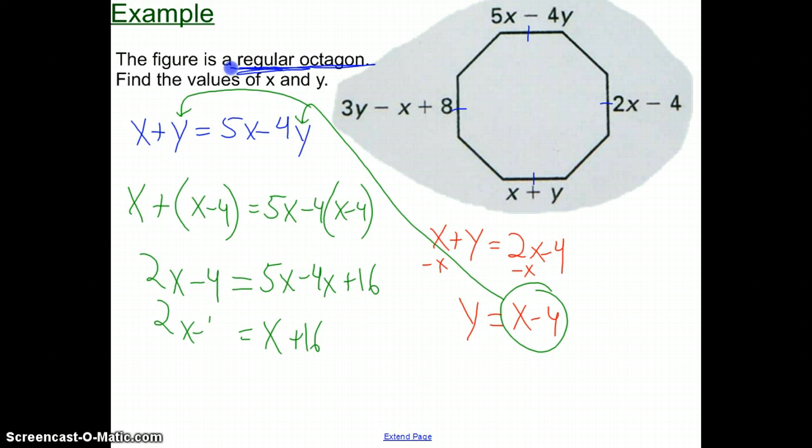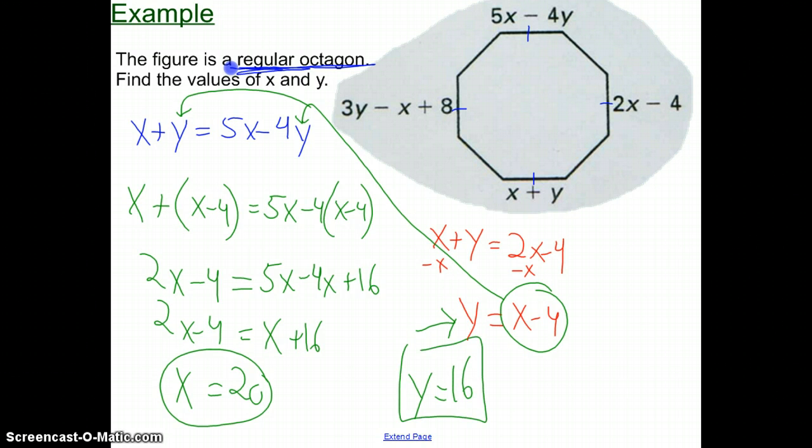We got 2x minus 4. Subtract x from both sides. Add 4 to both sides. x is 20. But we also need to solve for y. Well, there's our equation that says y equals. So y is x, which is 20, minus 4. There's our values for x and for y.